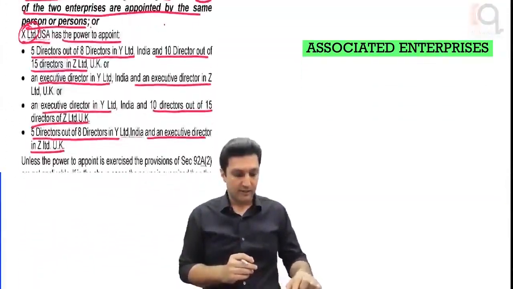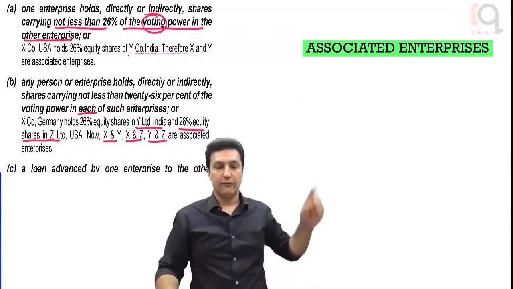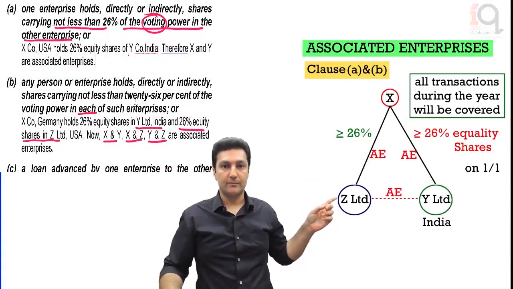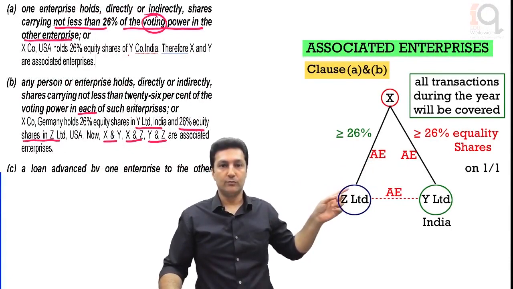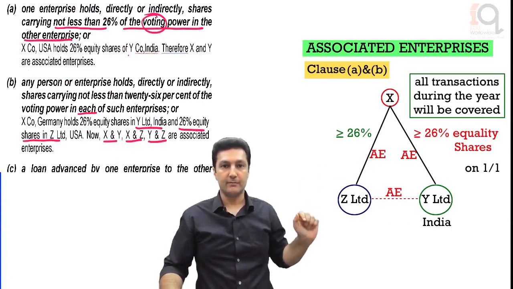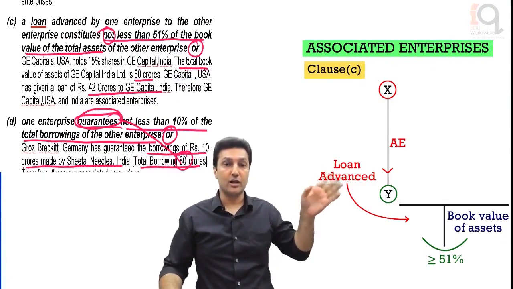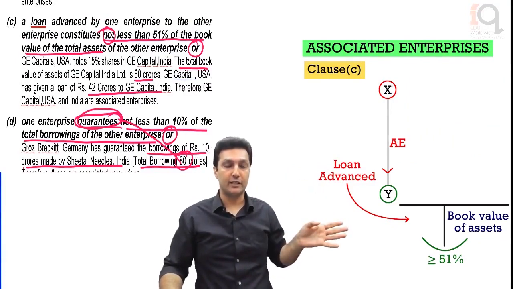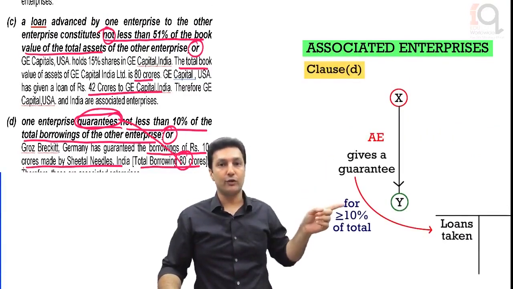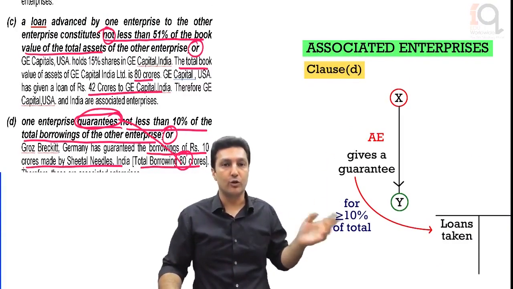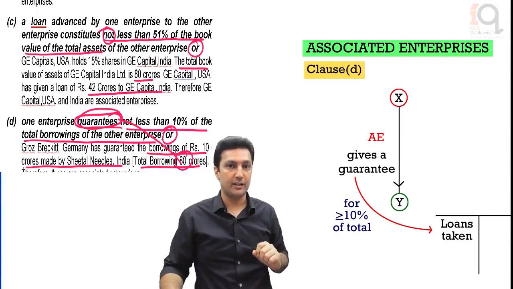First one, he says, where one enterprise holds 26% or more in the other, they are associated enterprises. A loan given which is not less than 51% of the book value of the other enterprise, or a guarantee of loan which is not less than 10% of the total loan taken of the other enterprise, both are associated enterprises.